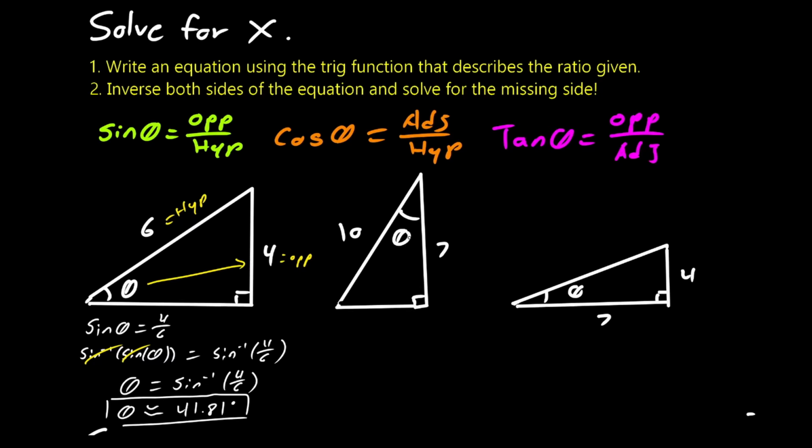Now we can see that because this side is next to the angle, it makes that the adjacent. And the longest side is right here, so therefore it is the hypotenuse. Okay. Do we have a ratio that describes the adjacent to the hypotenuse? Oh, it's cosine. So you can write cosine of theta is equal to 7 over 10. Then we inverse cos both sides.